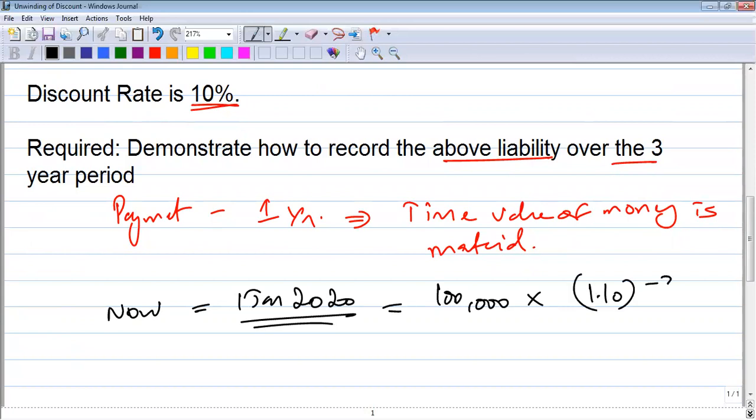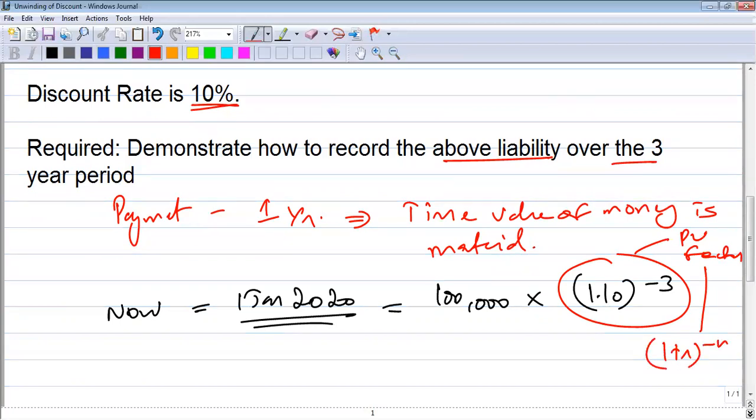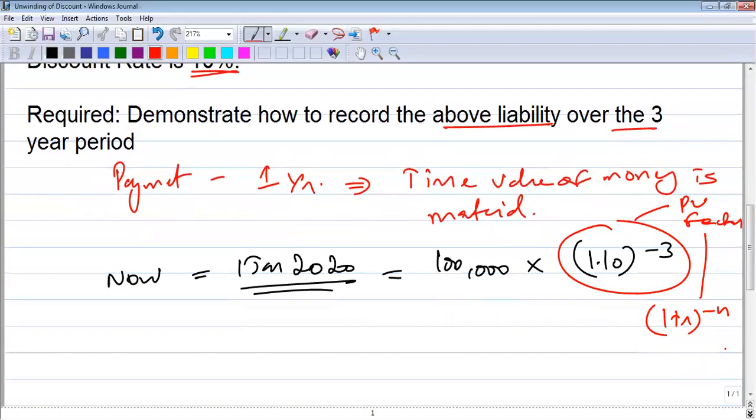1.10 power minus 3, because we need to discount this liability. So I'm going to be using the present value factor, the formula for which is (1 + r) power minus n. If I use this present value factor, the value that I'm going to get is 100,000 multiplied by 1.1 power minus 3, which gives approximately 75,100.